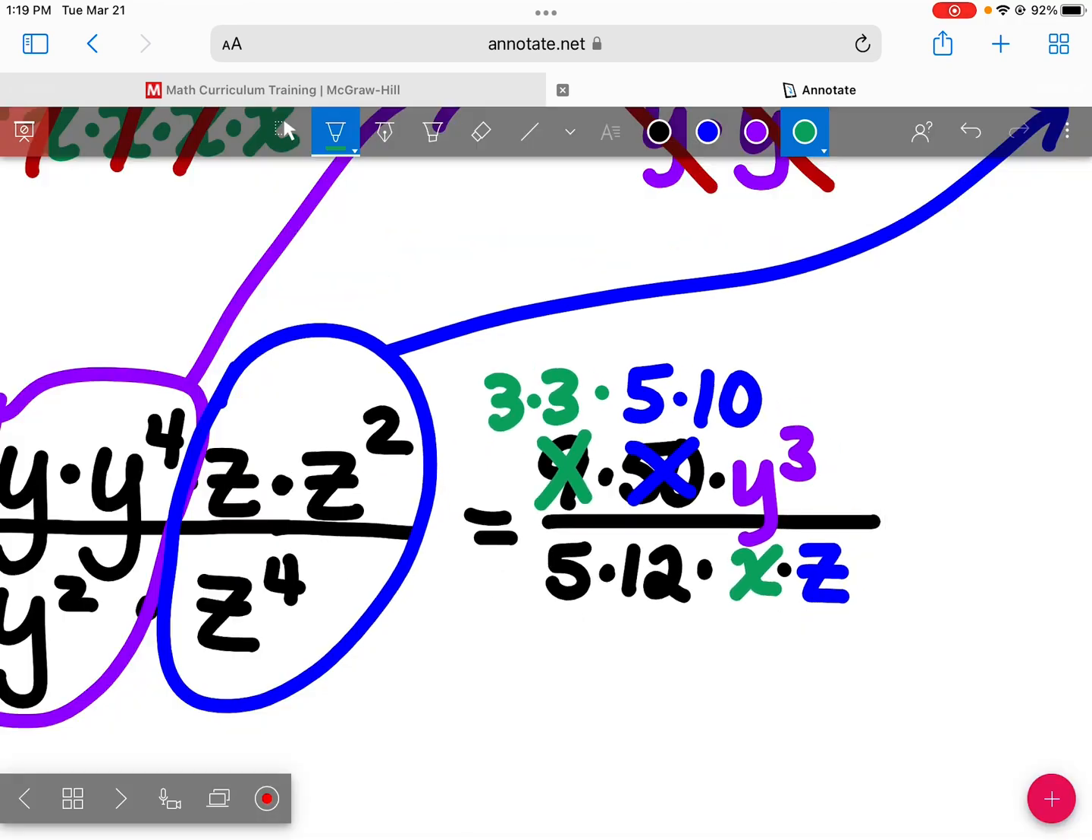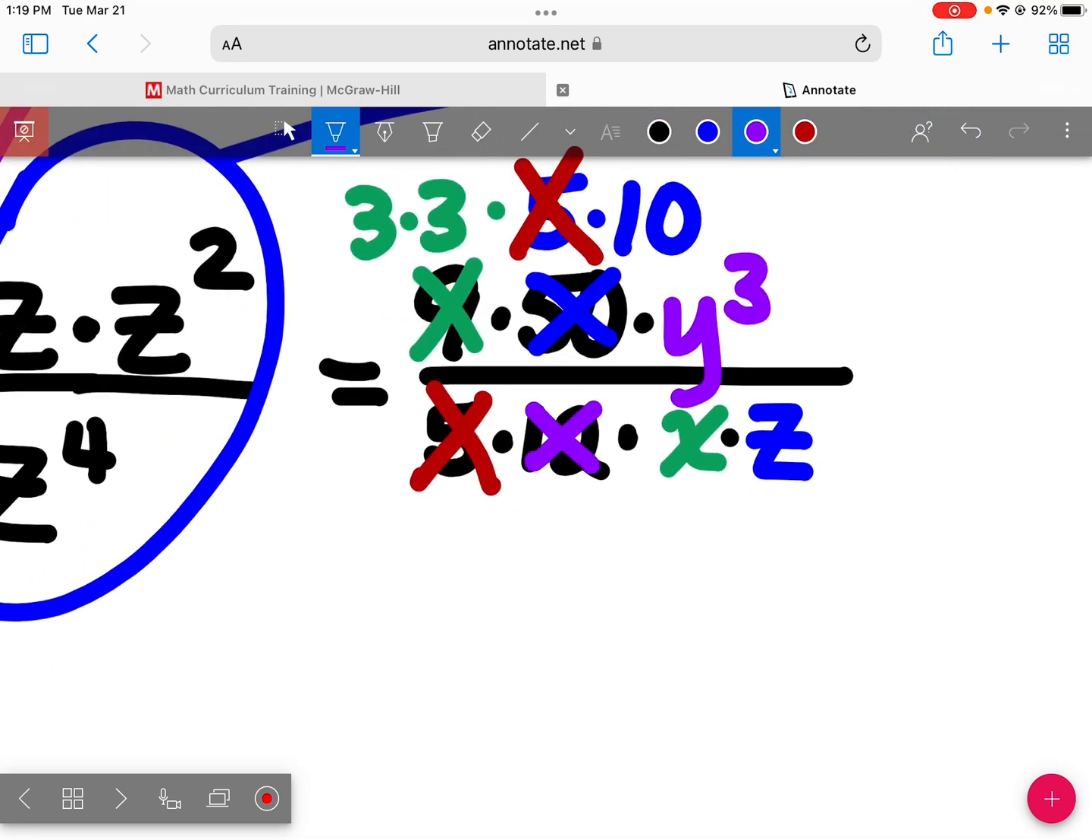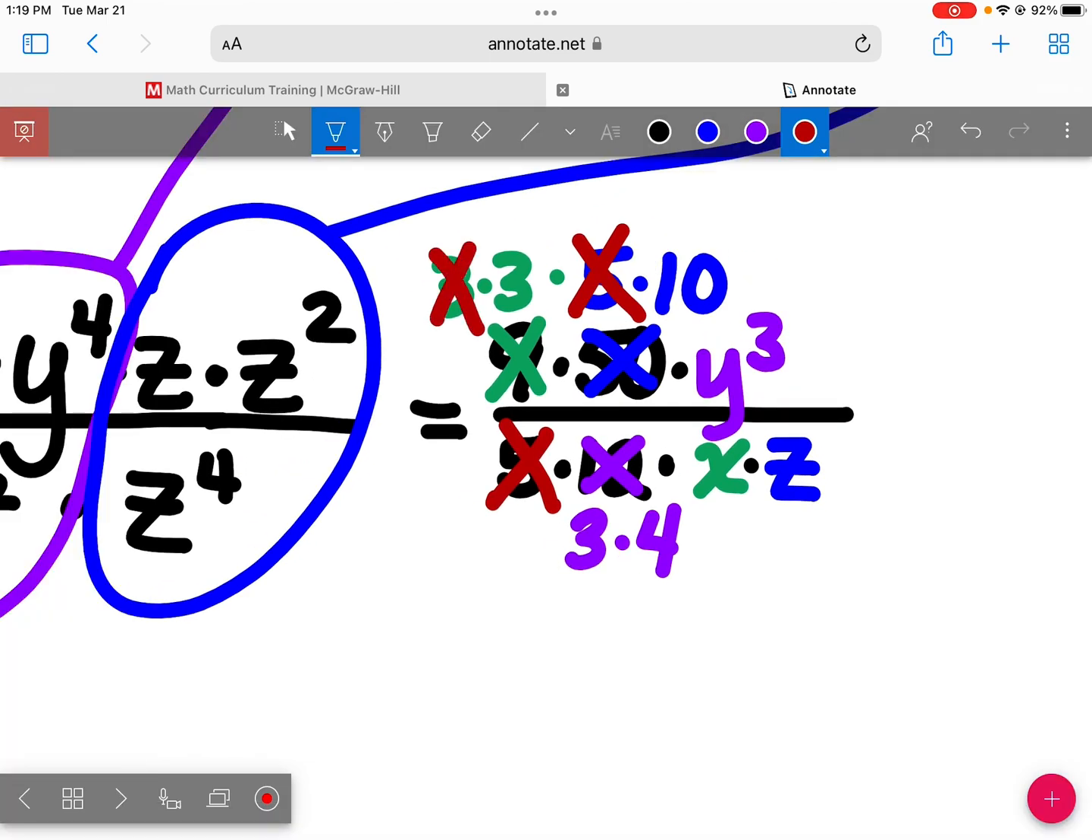Does anything cancel? The 5s will cancel. All right. So I have 3 times 3 times 10 times y to the third in the numerator. I have 12 times x times z in the denominator. I can rewrite 12 as what times what? 3 times 4. Does that let me cancel out anything else? The 3. One of the 3's up on top cancels with this 3 here.